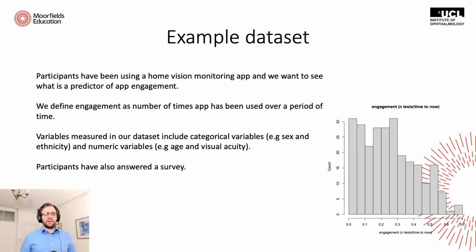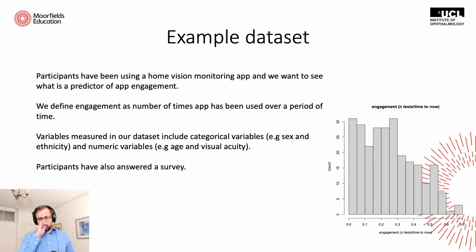And other variables that we've measured in our data set are categorical variables such as the sex and ethnicity of the participants, and numeric variables such as age and visual acuity of the participants. And also some of the participants answered the survey.